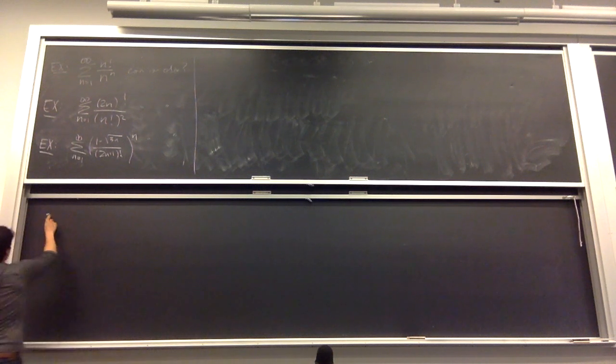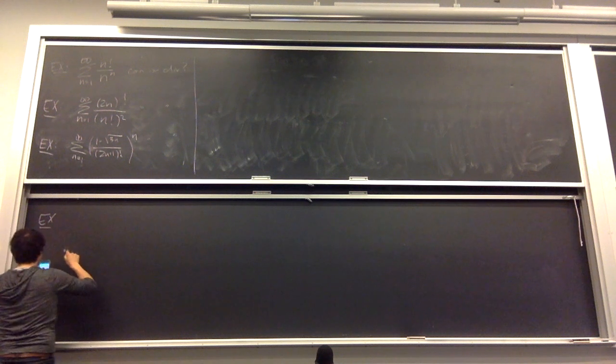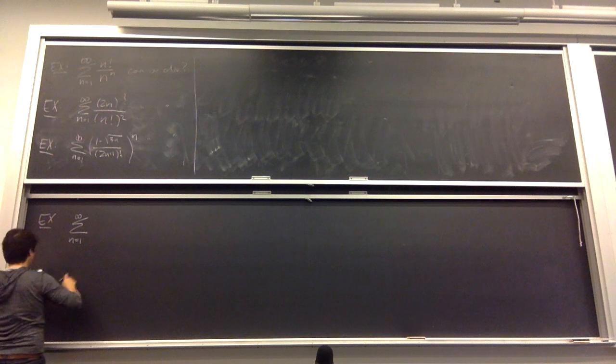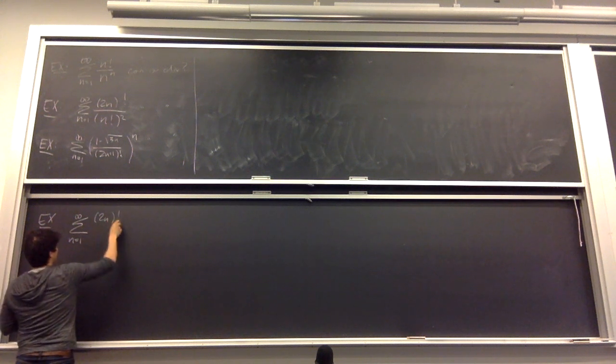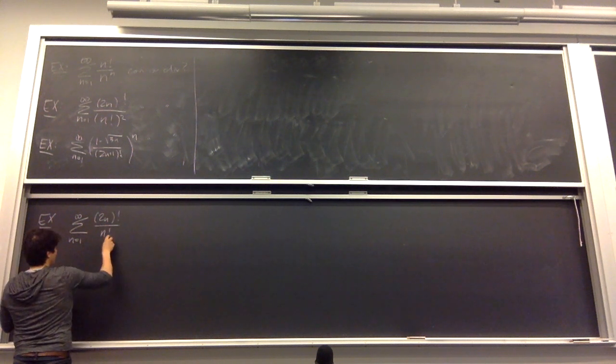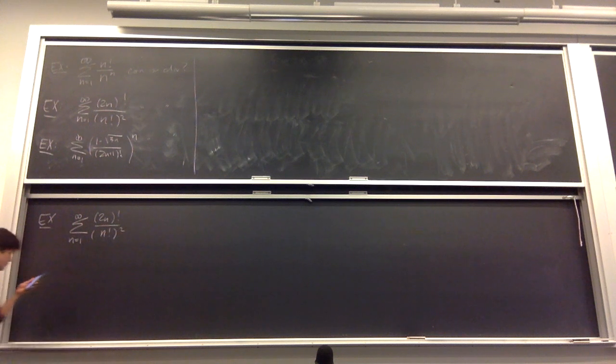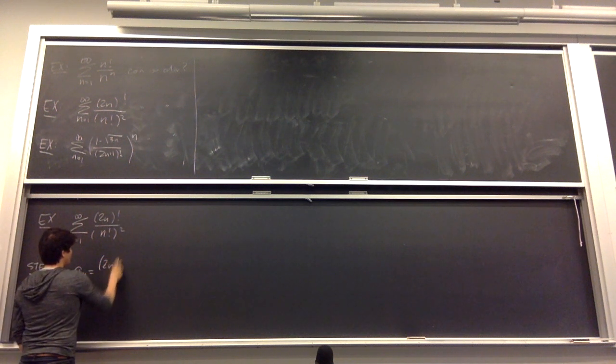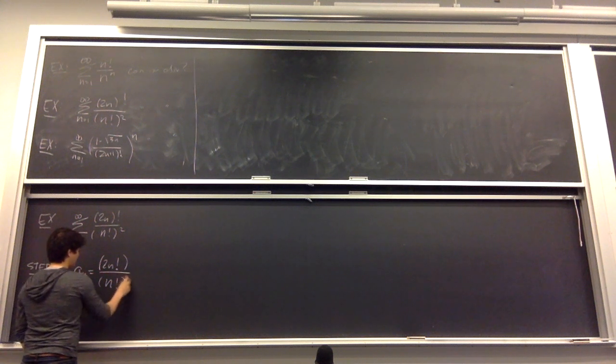Okay, so here we have, oh, nice and clean: the sum from n equals 1 to infinity of 2n factorial over n factorial squared. Okay, so step 1 is what? What should we do first? All right, we should figure out what a_n is. So step 1, a_n is equal to 2n factorial over n factorial squared.